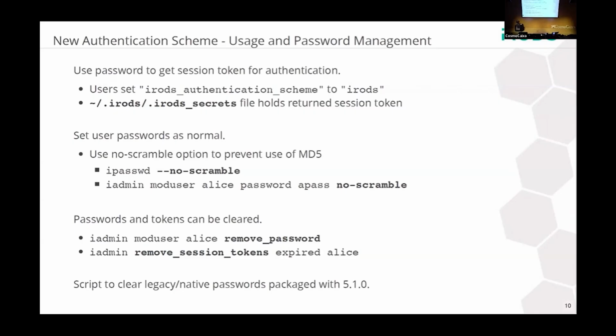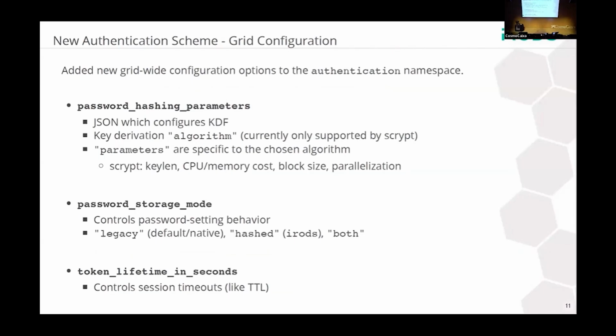We're also going to be packaging a script to clear legacy passwords if you choose to go all in on this with 5.0. Finally, there are a couple of grid configurations that were introduced for the new authentication scheme. We have password hashing parameters. These are basically configuring the way that keys derived from passwords are stored. Right now, we only support scrypt and allow you to tweak all of those configurations based on your security requirements. We plan to support other algorithms, but we don't know what people want, so please let us know.